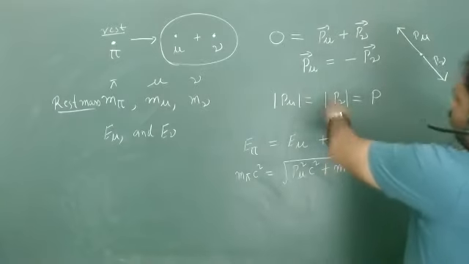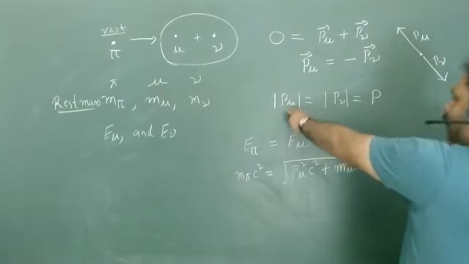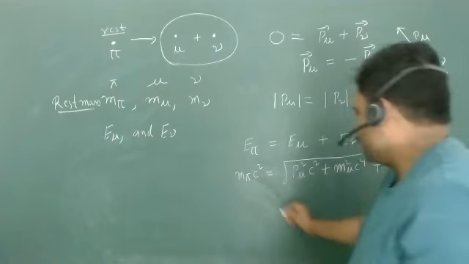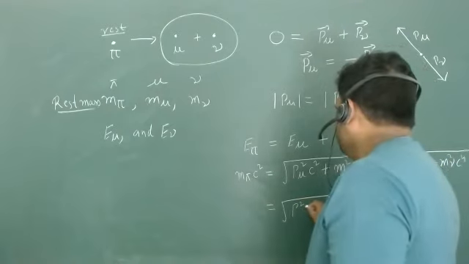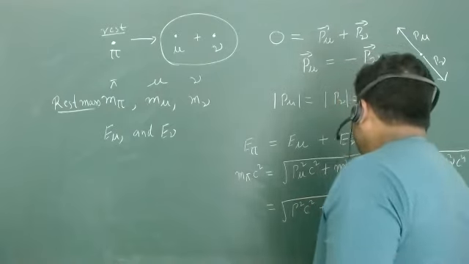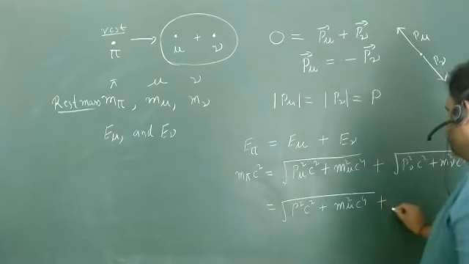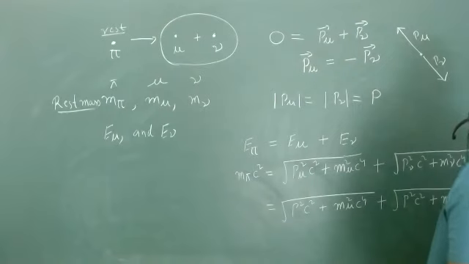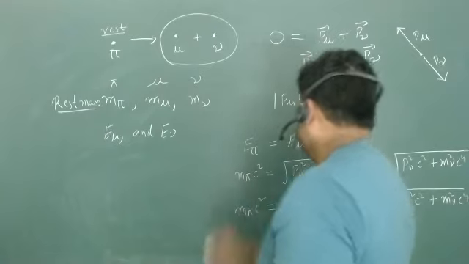And yes, we have this information that the magnitude of the momentum of the muon and the magnitude of the momentum of the neutrino are equal to p. So I can put this value as root of p²c² + m_μ²c⁴, and here we can also write root of p²c² + m_ν²c⁴, and here we have mπc².